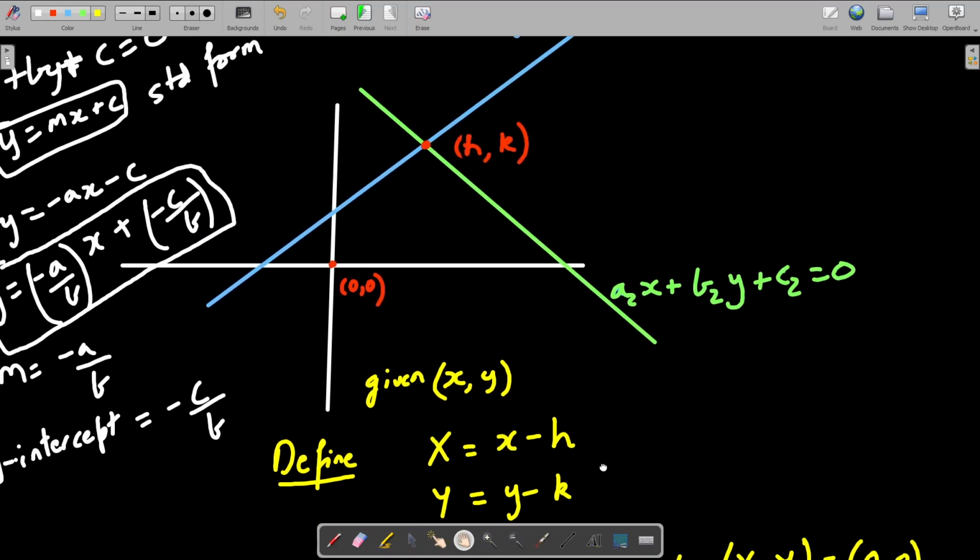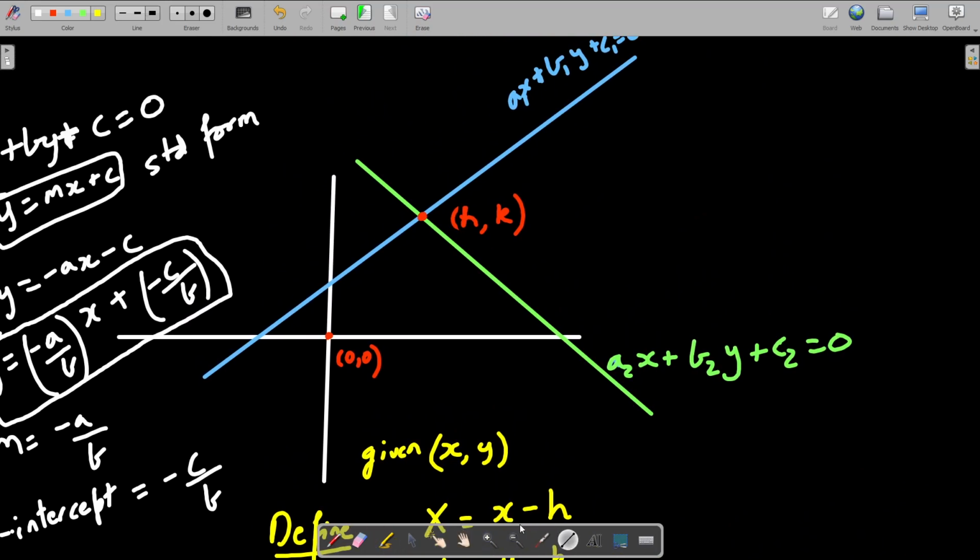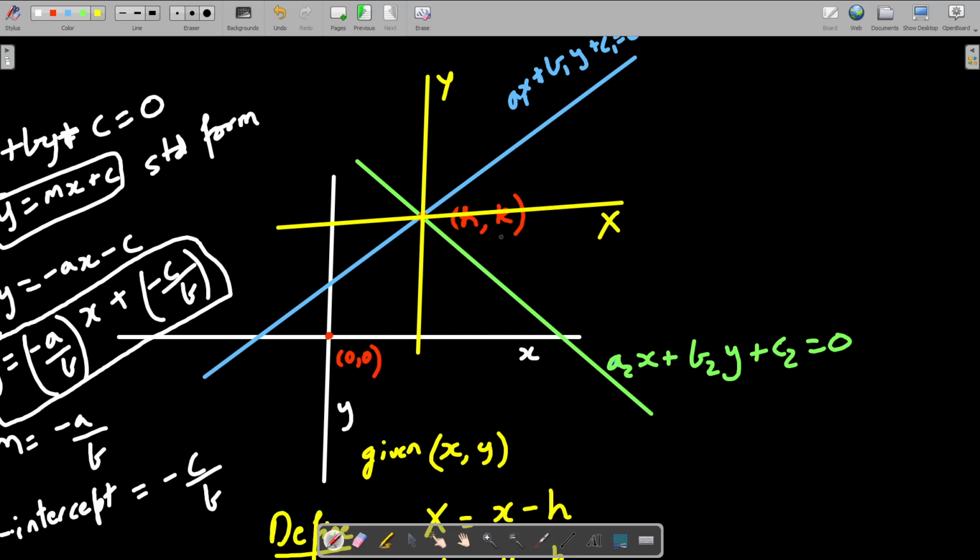So in other words, I'm going to get a new coordinate axis system where I've shifted my origin over here. This is my capital X axis and this is my capital Y axis. Clear? So draw this much of the picture, then we'll continue.